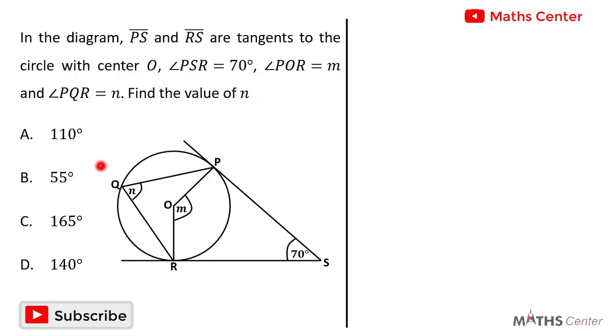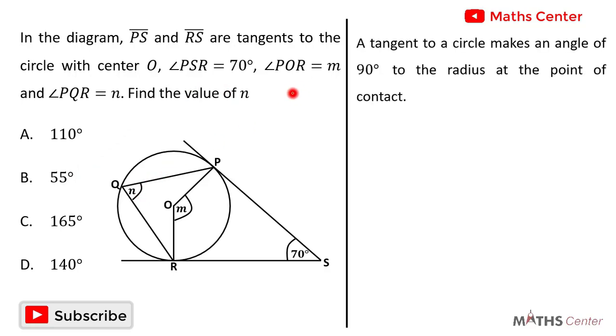This is a multiple choice question, and so you solve the question, and after that you pick the correct option. We are going to find the value of N. One of the theorems of a circle is that a tangent to a circle makes an angle of 90 degrees to the radius at the point of contact.